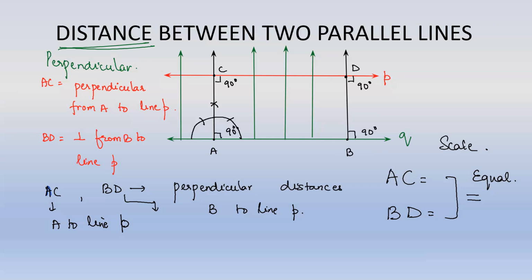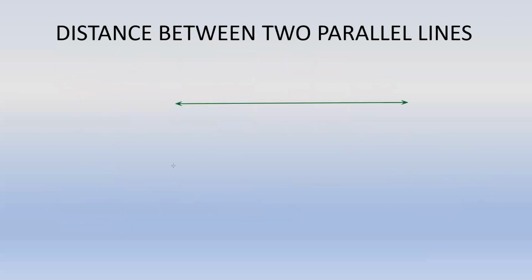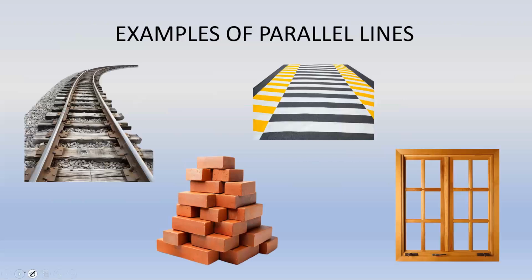So whenever we have to identify if two lines are parallel or not, we will try to find out the perpendicular distance between them. If the perpendicular distances between them are equal, then the lines are parallel. Now let us move on to the last part of this, which is the examples of parallel lines.